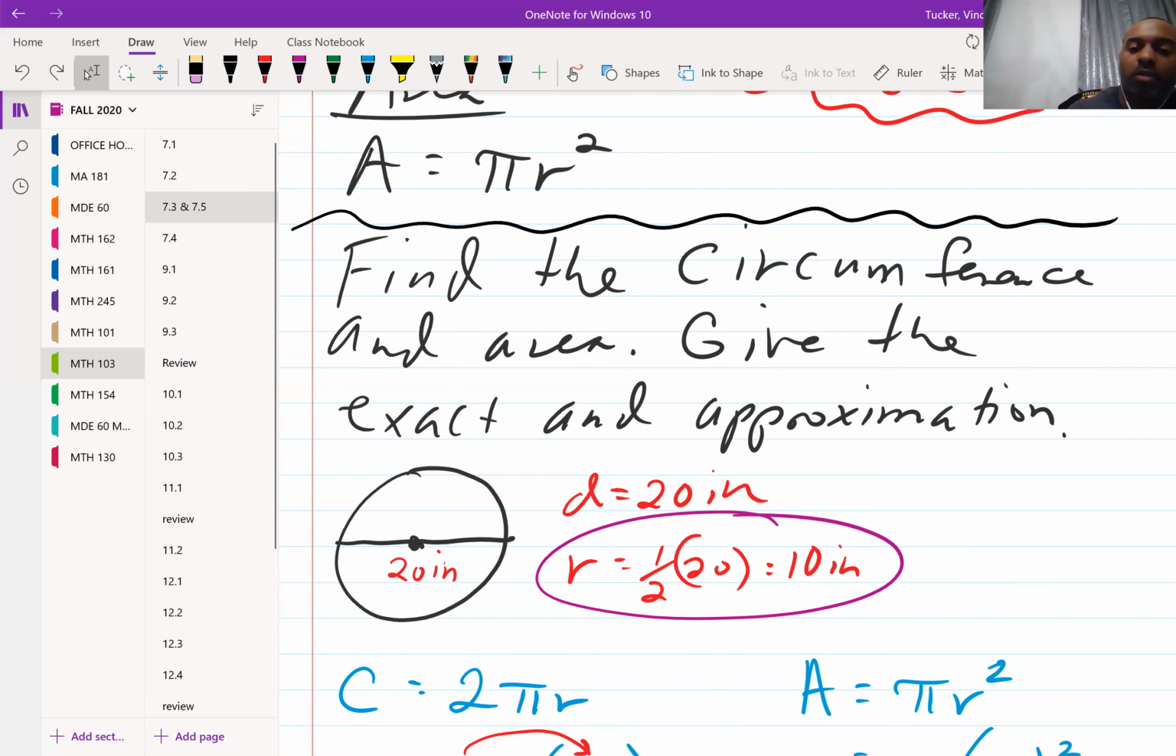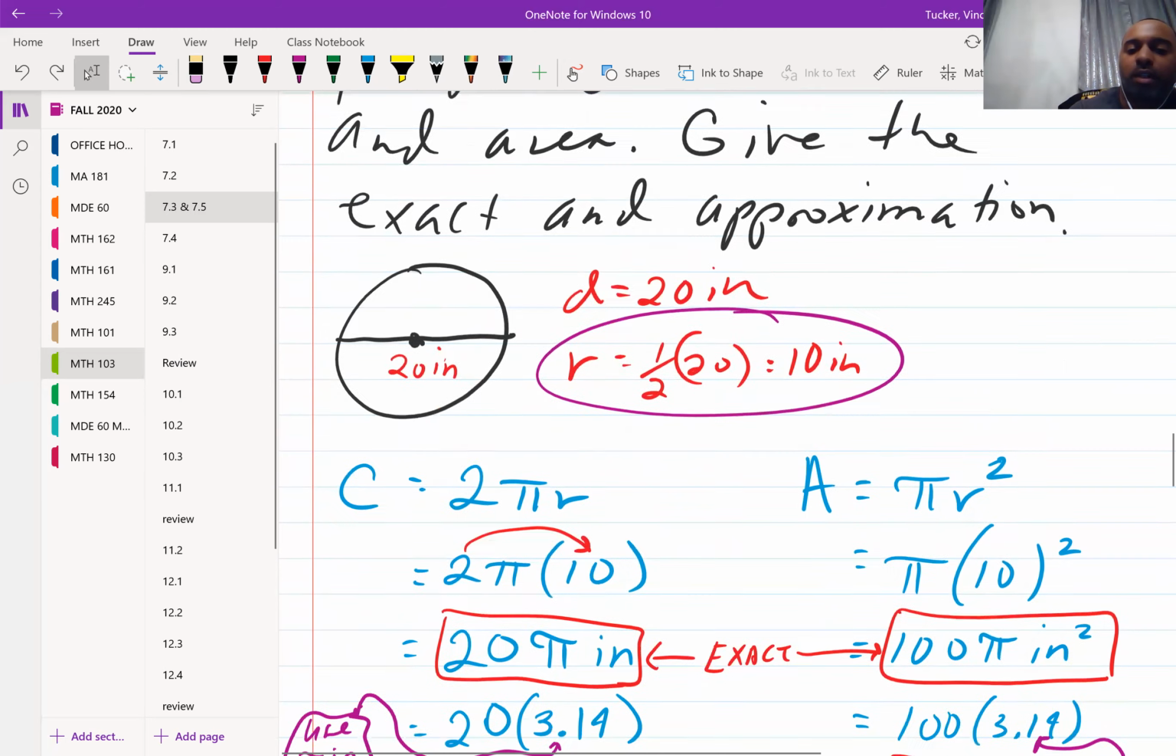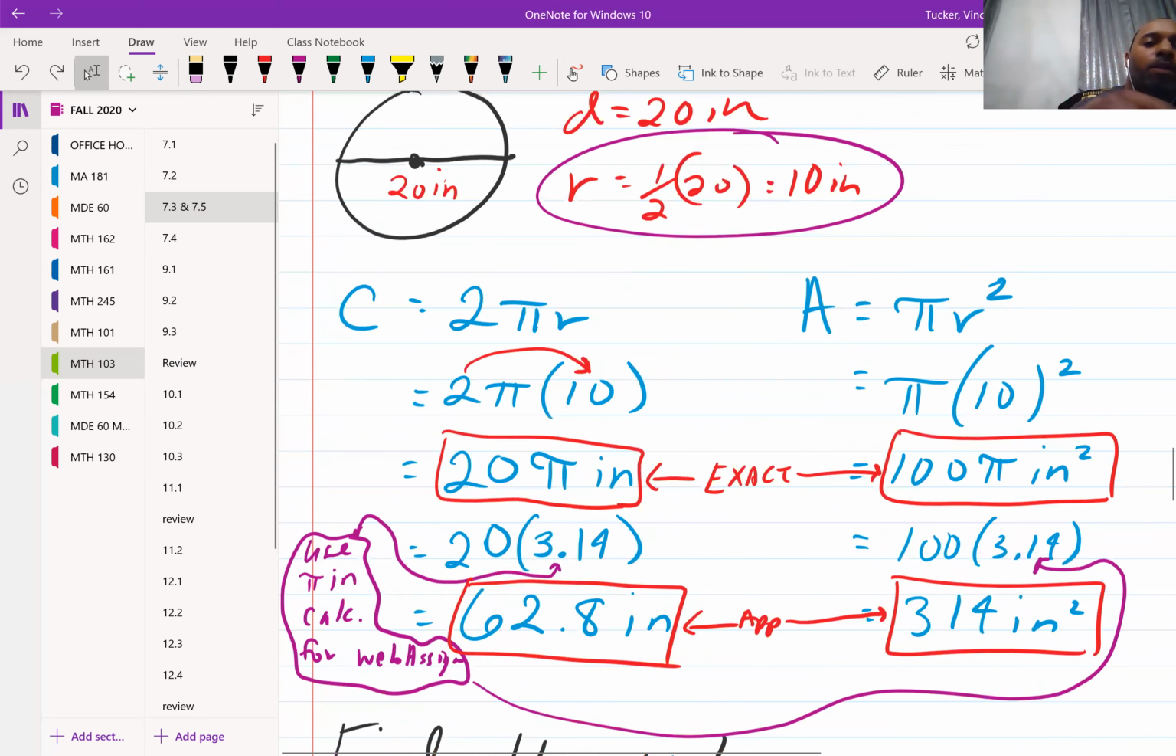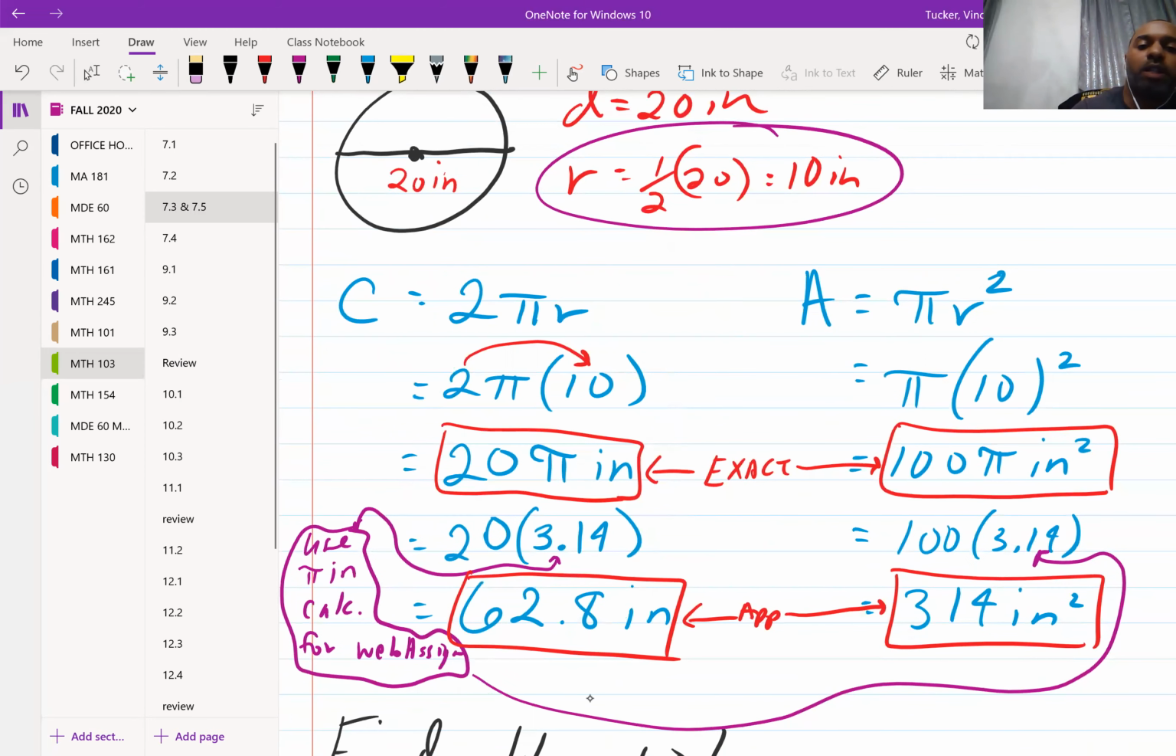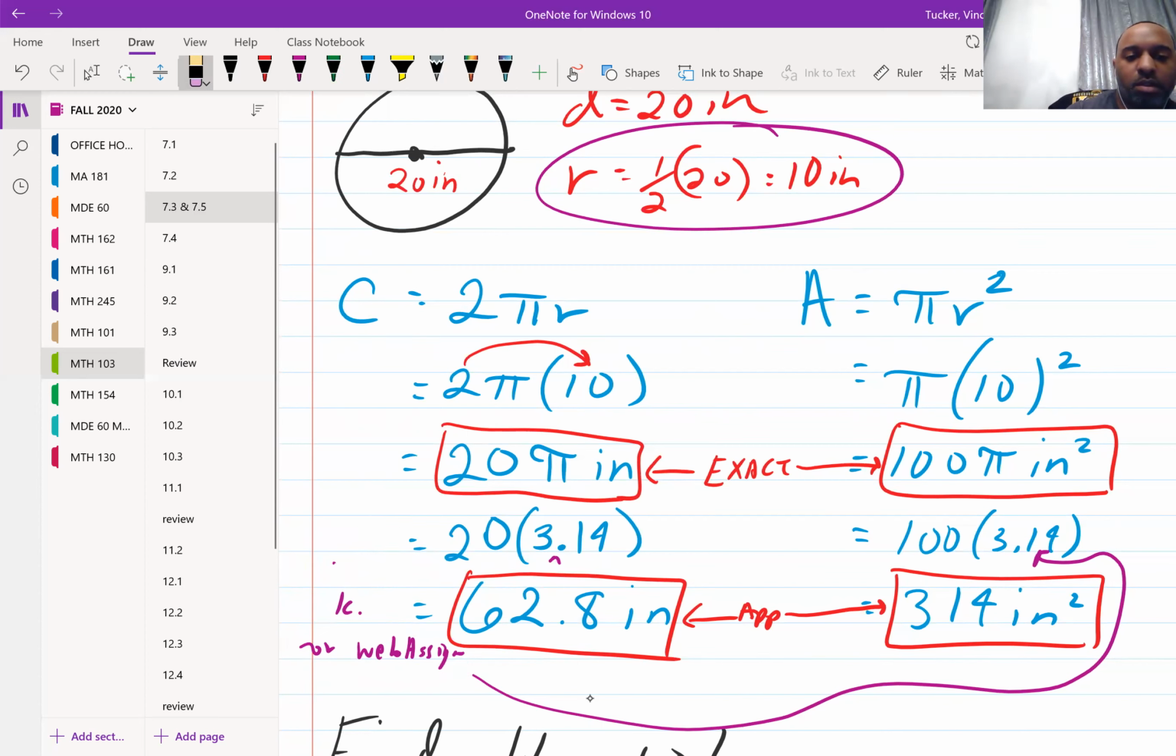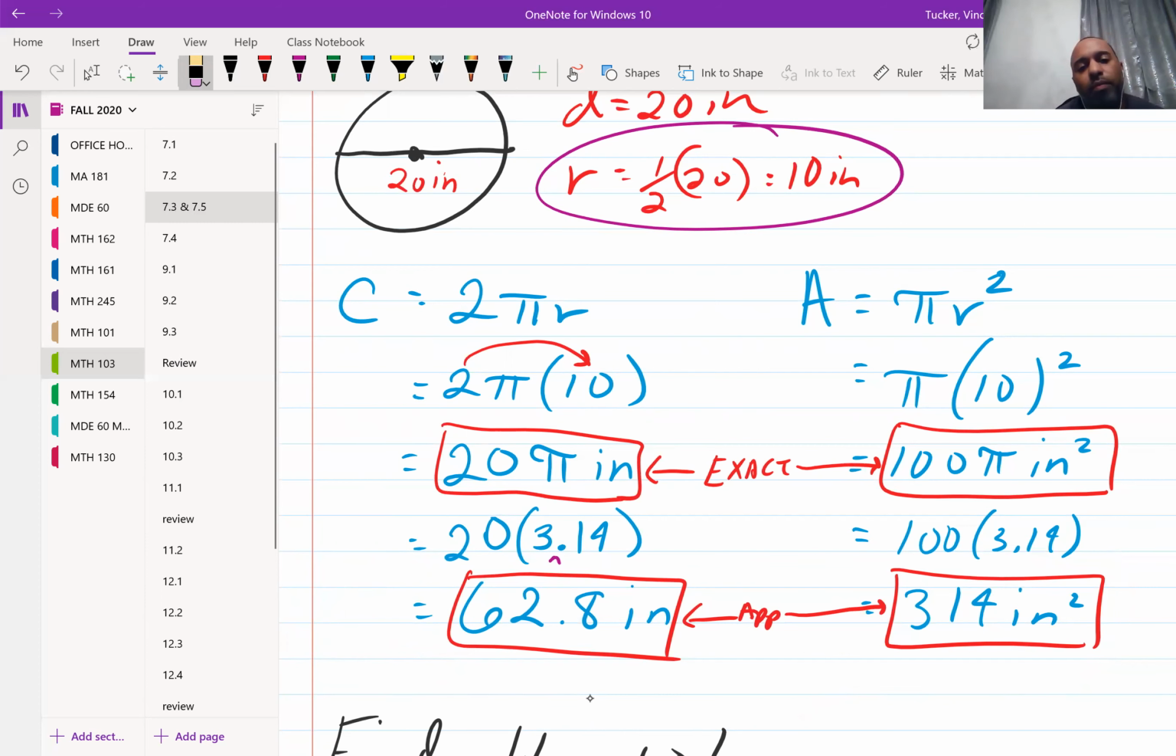All right. So let's plug them into our formulas, one at a time. Let's look at our circumference over here. That's 2 pi r. Remember, it asks for the exact answer and the approximate answer. So 2 pi times 10 gives me 20 pi inches. So that is my exact answer.